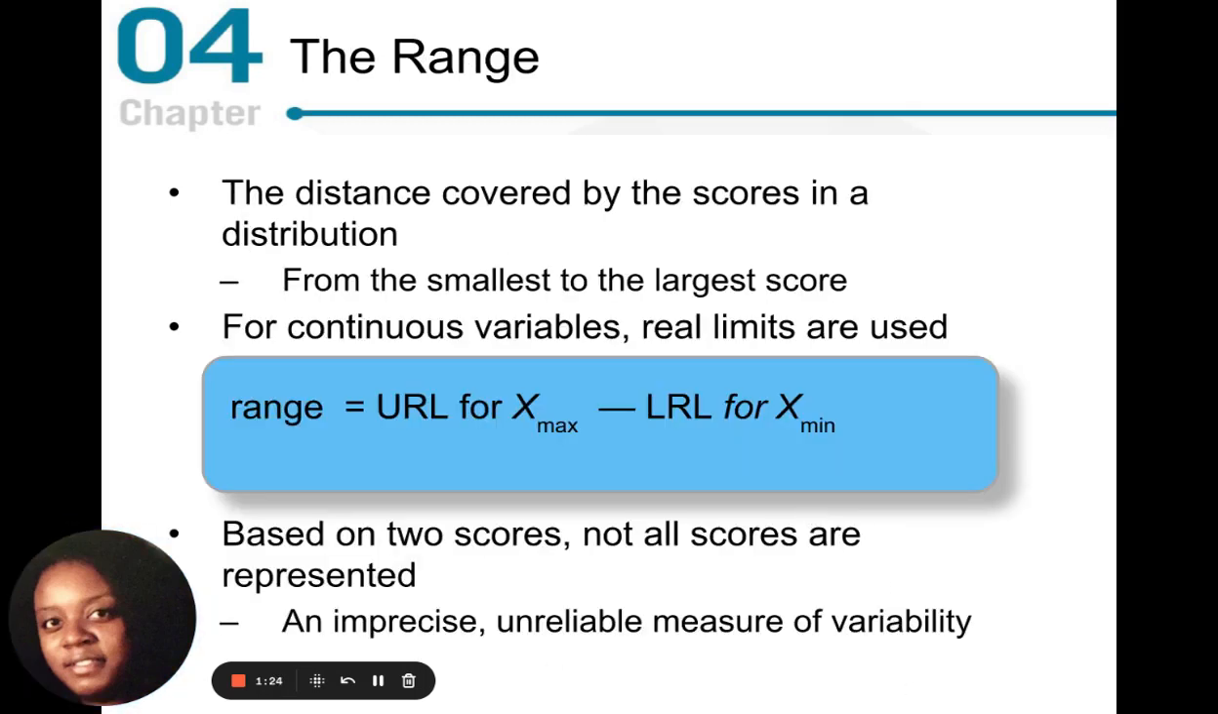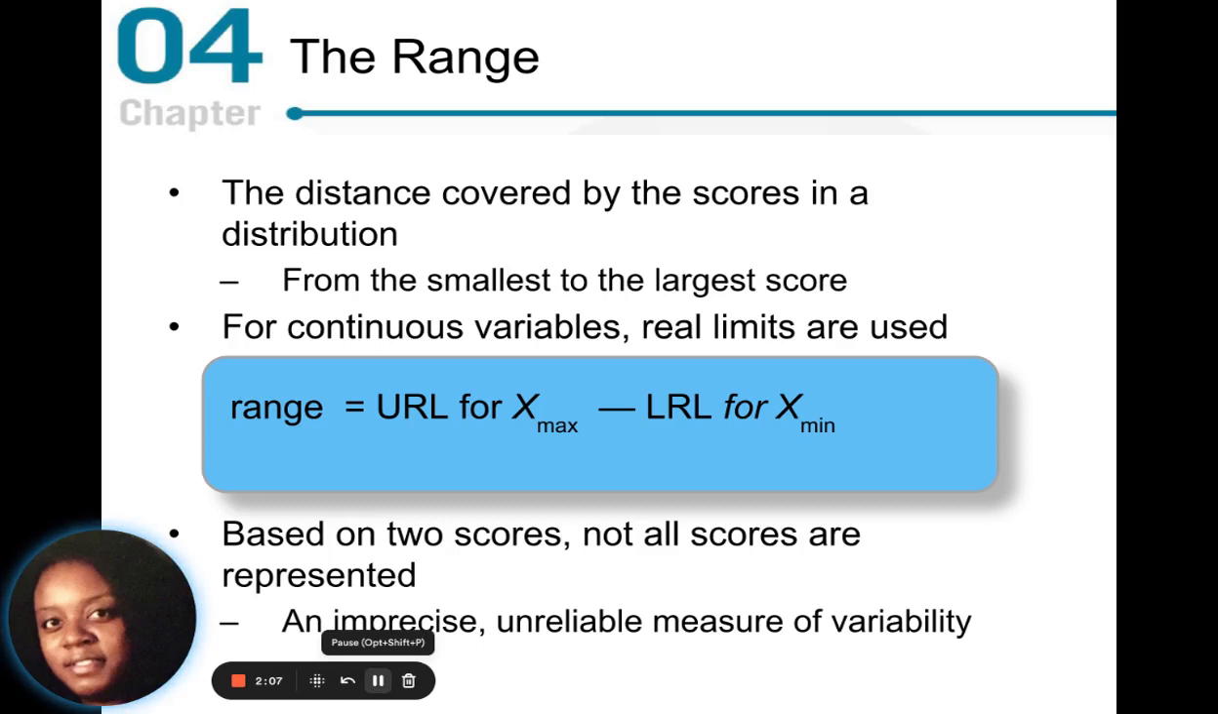The range is going to be the distance covered by the scores in a distribution, from the smallest score to the largest score. For continuous variables, real limits are used. And for that, the formula will be range equals upper real limit, or URL, for X max, minus the LRL, which is the lower real limit, for X min.